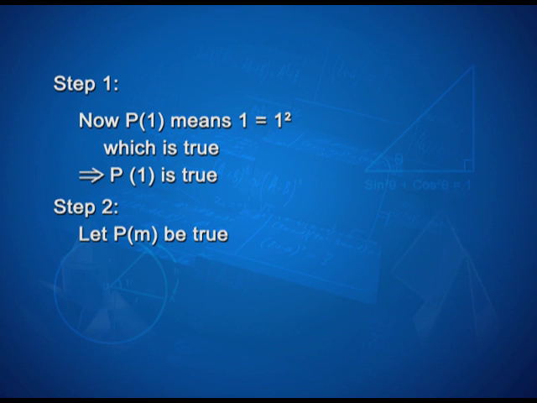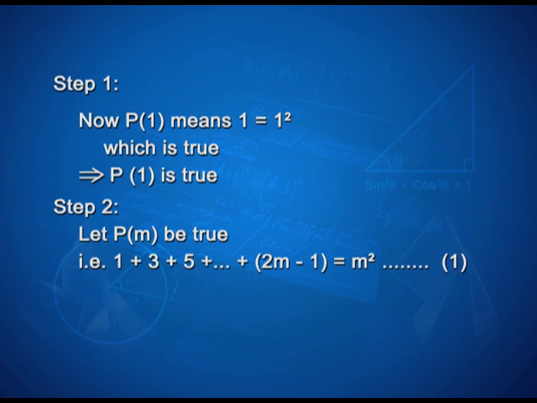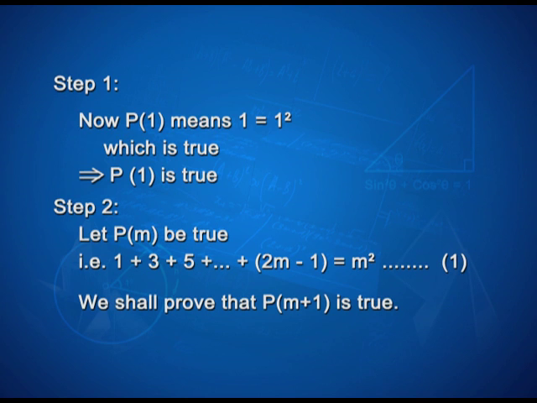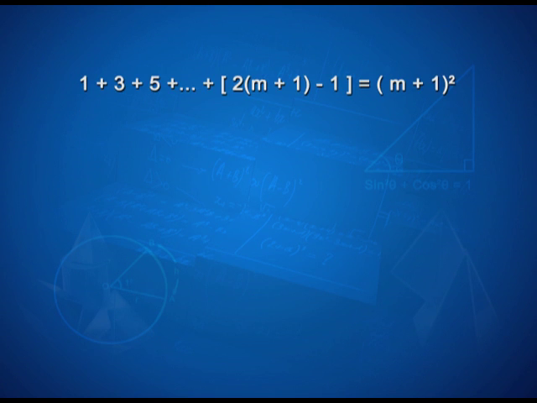In step 2, P m is true, that is 1 plus 3 plus 5 plus 2 m minus 1 is equal to m square. Take this equation as 1. Now, we shall prove that P of m plus 1 is true. For that, 1 plus 3 plus 5 plus 2 m plus 1 minus 1 is equal to m plus 1 whole square.